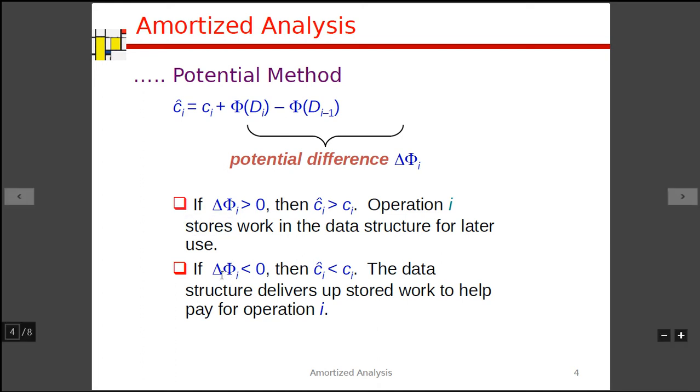But suppose delta phi of i is less than 0. In that case, the amortized cost is less than C of i, that is the cost of the current transaction. In that case, it is going to deliver up stored work. That means it is going to debit the amount.